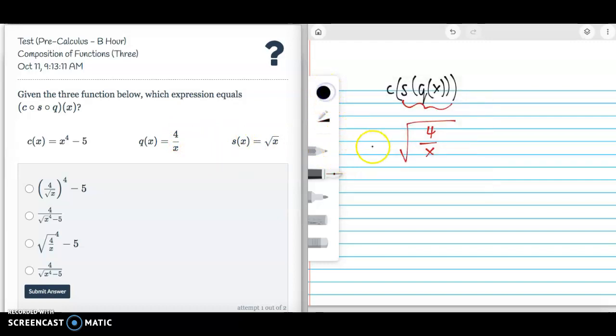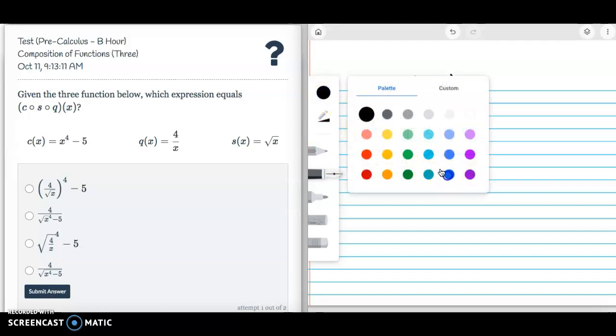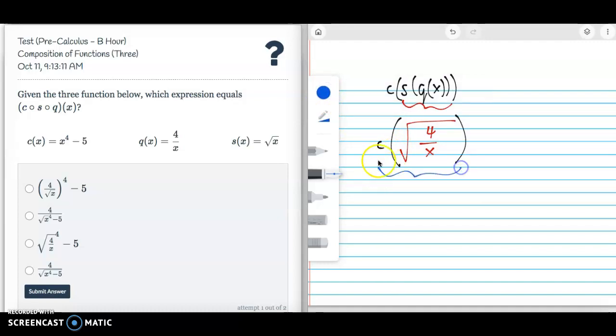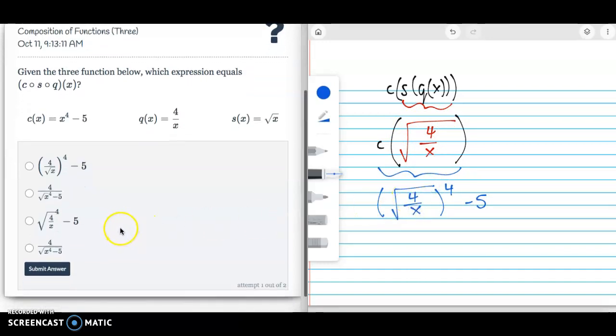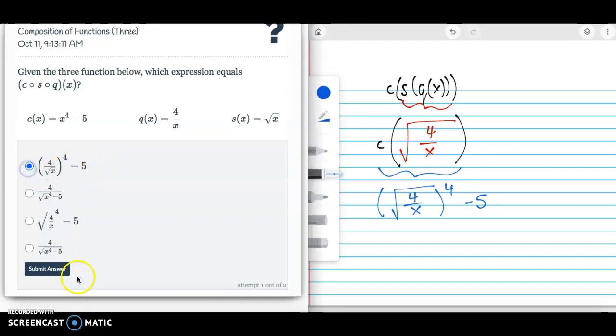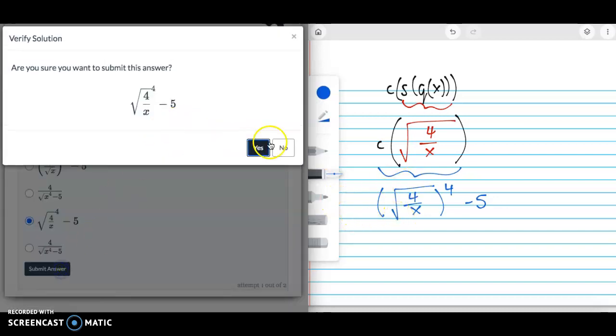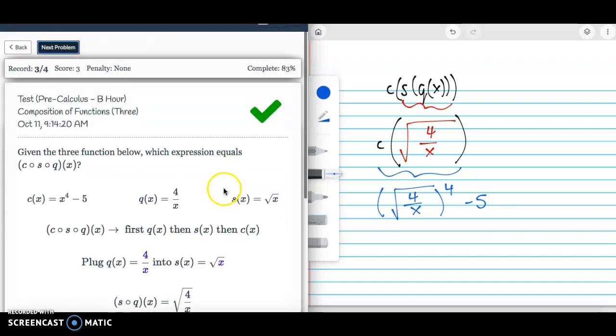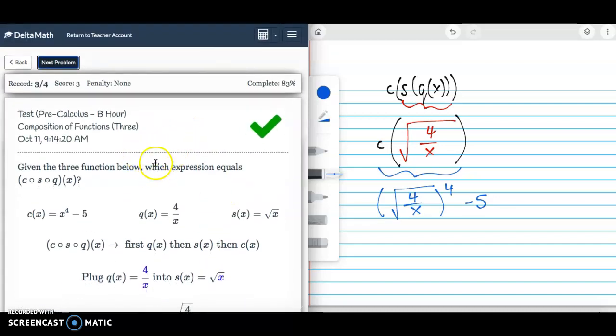And now I'm finding c of that, which means my c function is stuff to the fourth minus 5, and the stuff I'm plugging in is the square root of 4 over x. So I think it's this top one. No, careful, the square root is on the whole thing, not just the bottom piece, so it's the third one. Woohoo! All right, so those ones might be the trickiest ones, but there's some help with them.